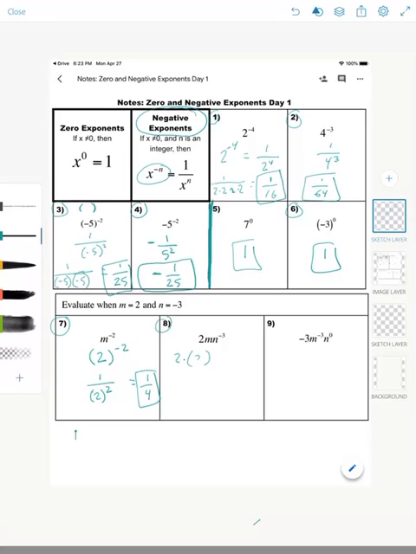So here we have 2 times, instead of m, we're going to put 2. Instead of n, we're going to put negative 3. And only the n has an exponent. Okay, so the way we deal with this is everything that has a positive exponent is happy where it is, and that would be the 2 and the 2. The negative 3 has a negative exponent, and we need to move that to the denominator. So the 2 times 2 stays on the numerator, and now the denominator, the negative 3 to the negative third goes to the bottom and becomes negative 3 to the positive third.